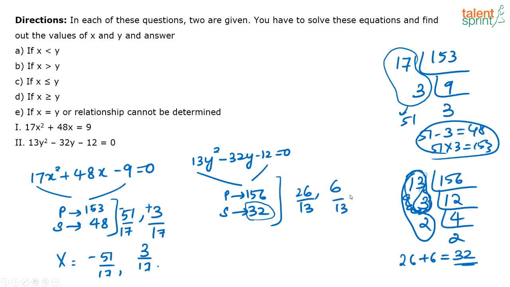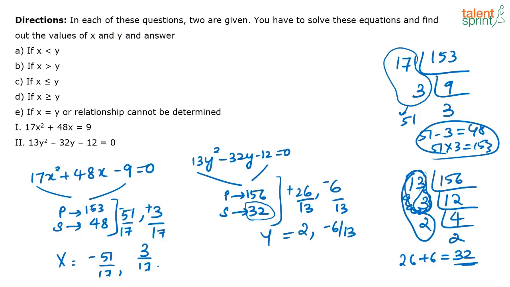And now how do you check for the sign? You have 2 minus. Correct? So the smaller root has to be negative and the larger root has to be positive. So this is minus and this is plus. So the roots here are 2 and minus 6 by 13. Correct? This is the value of y and the value of x is this.